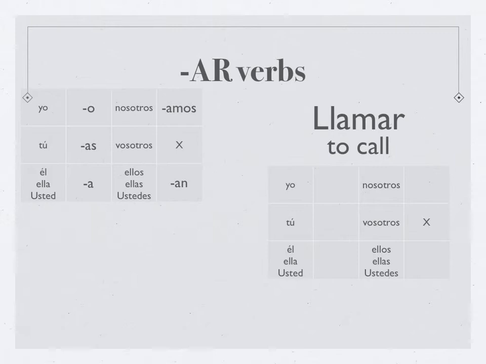So the first thing we're going to do is to take off the AR, and then we're going to add the endings. Try to do this yourself. Pause the video and try to conjugate this yourself. Okay, so we have yo llamo, tú llamas, él, ella, usted llama, nosotros llamamos, ellos, ellas, ustedes llaman.